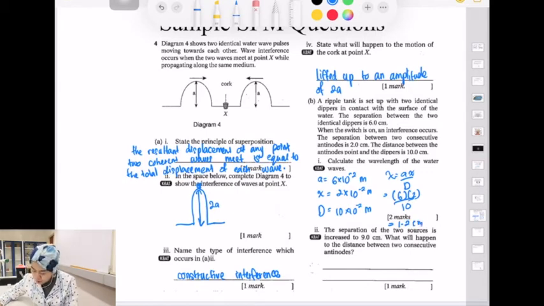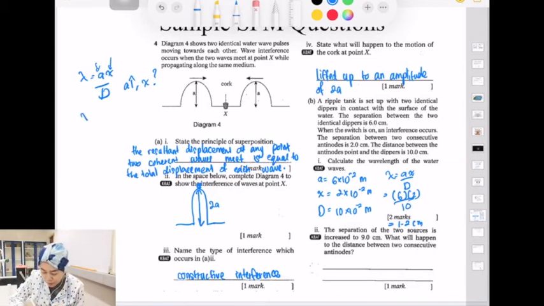Okay, so separation between two sources increase to 9 cm. So if you look at the formula, they want to know now the relationship between A and the relationship between X. So A increase, what happened to X? Okay, is it increase or is it decrease? So you kind of have to derive their relationship from here.